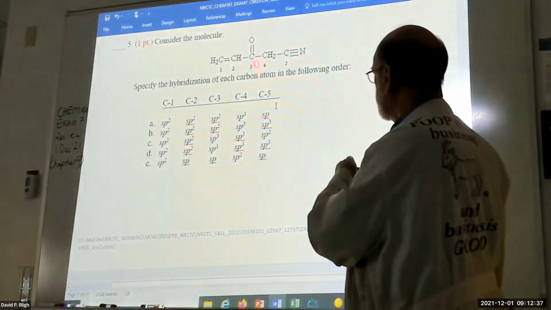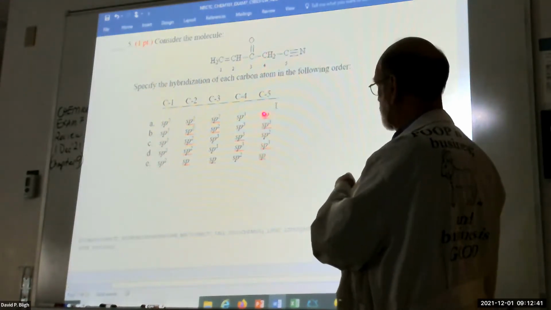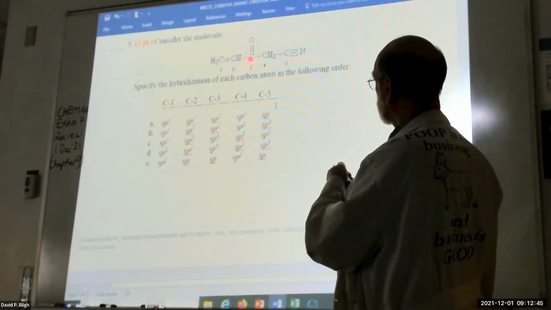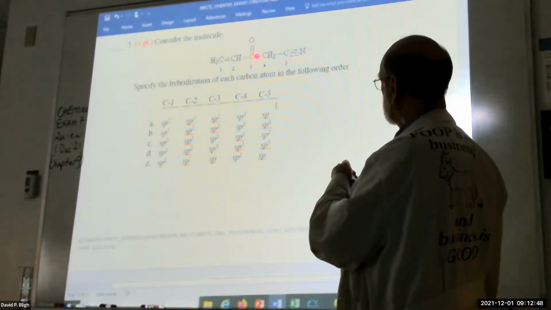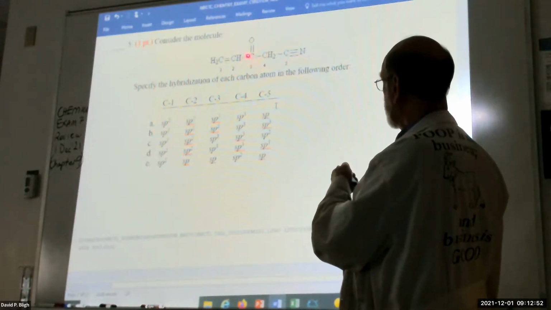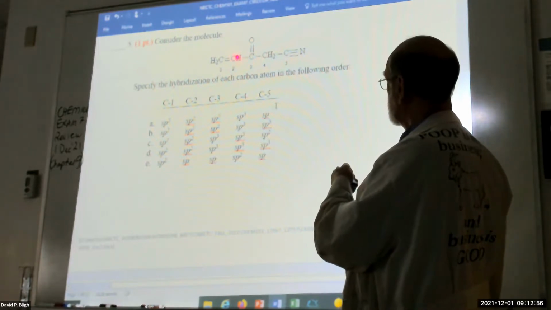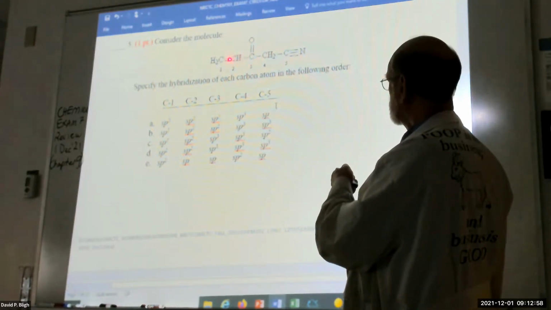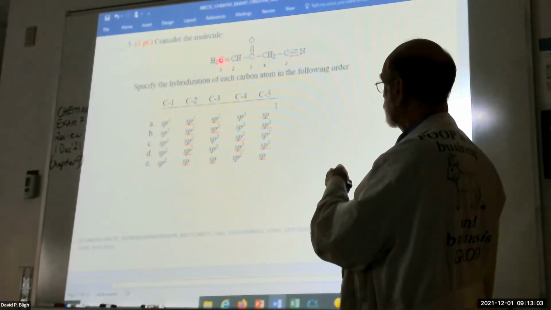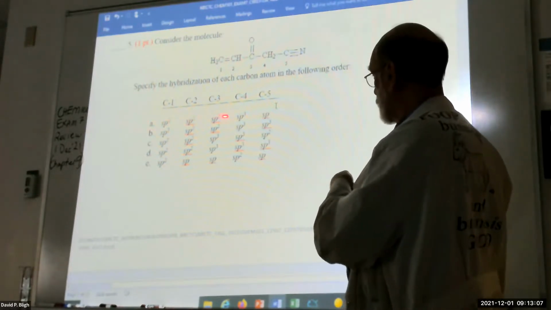Okay, so this one would be sp3 hybridized. So this one, it would have to be A. Let's check the rest of them to see. What's this one? Let's see. 1, 2, 3. This one would be sp2. Yep. 1, 2, 3. This one would be 1, 2, 3. That would be sp2 also. And this one would be 1, 2, 3, sp2. Okay, so A is the correct answer.